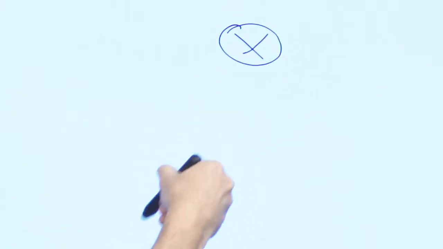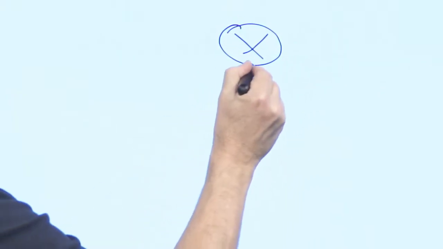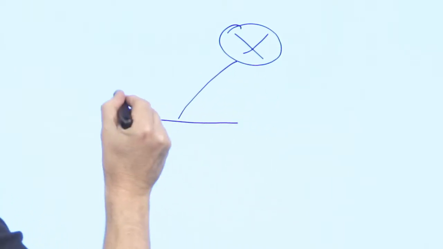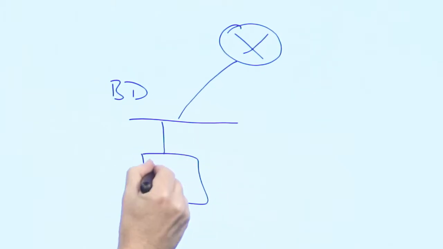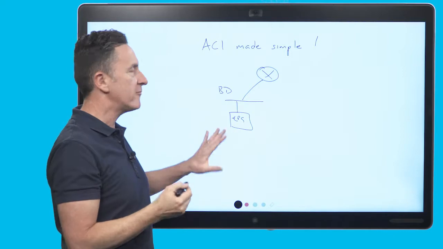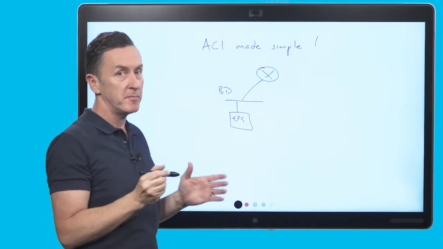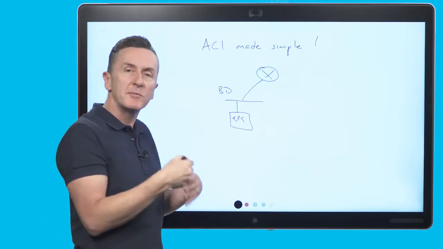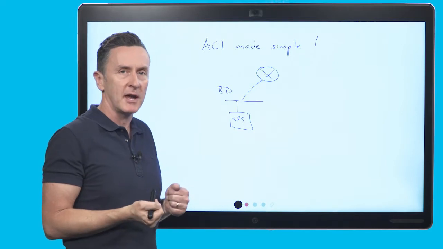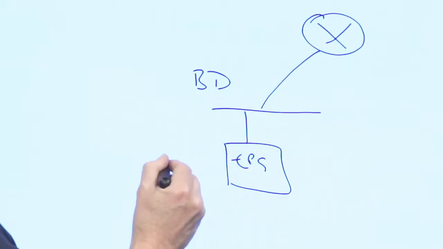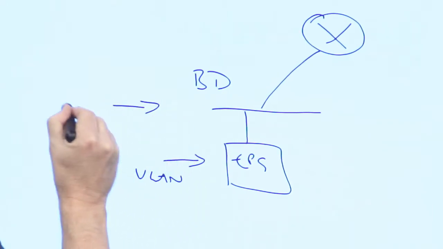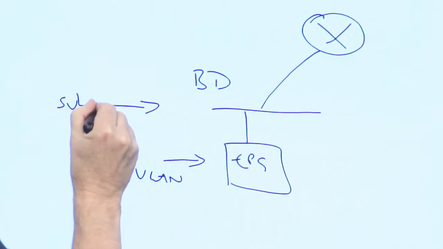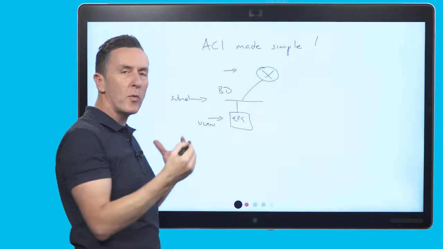I've got a VRF, again, that's going to sit inside a tenant. I've got a subnet, so a bridge domain. And then I've got an EPG or a VLAN attached to this. So this is your standard building block. Every ACI customer builds exactly like this to start with, because this is what they've always got in their network today. They always have a VLAN, which is at this layer, and they always have a subnet, which is at this layer, and a VRF at the top. So they always have this.